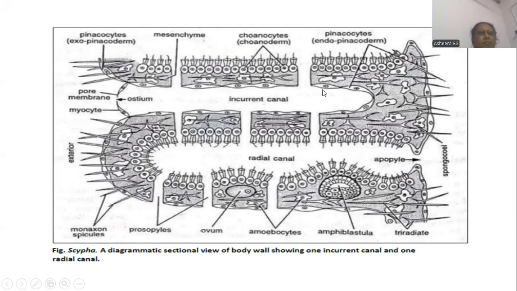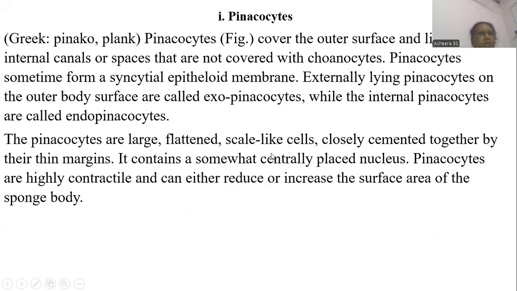So this diagram of the section of the body wall is very important. Now if you take the pinacocytes, they cover the outer surface and line all the internal canals, that is the incurrent canal. But the radial canal is lined by the choanocytes. Pinacocytes are usually syncytial epithelial cells. Syncytial means cells having 2 or 3 nuclei.